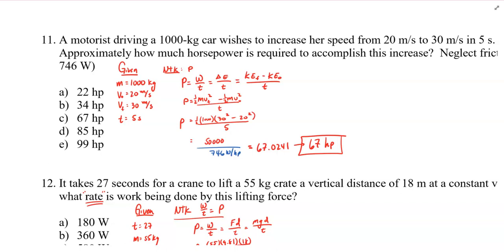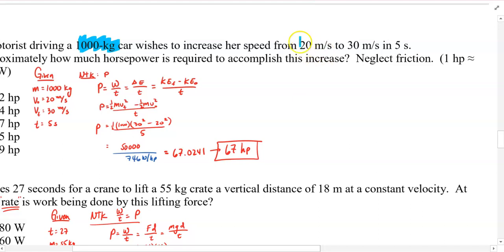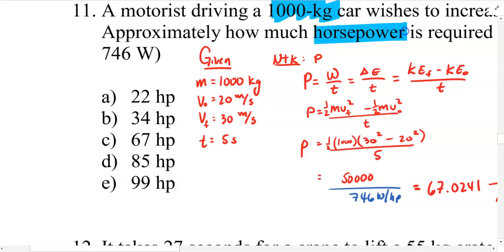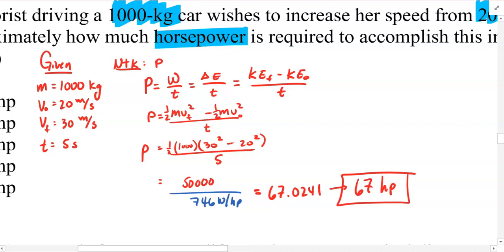In this example, we're looking at a motorist that's driving a 1,000 kilogram car, and she wishes to increase her speed from 20 meters per second to 30 meters per second in 5 seconds time. So with all of that given information provided, we need to know how much power, in this case horsepower, is required to accomplish this. Now, the standard unit of measure for power is the watt, so be mindful of that.